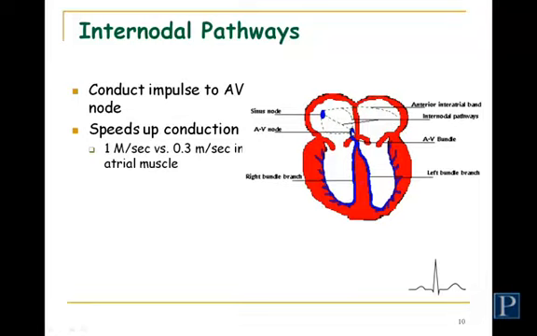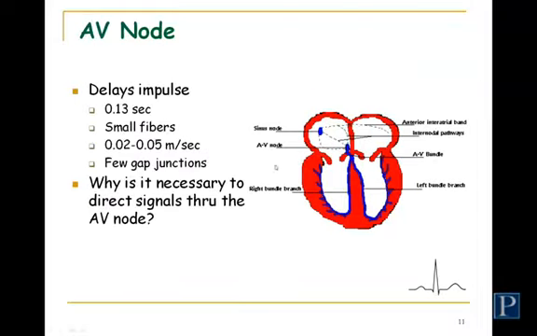So here's the significance. The electrical impulse makes its way down to the AV node. The cells in the AV node are a little bit different. You're going to have a significant slowing of conduction of the impulse through the AV node.